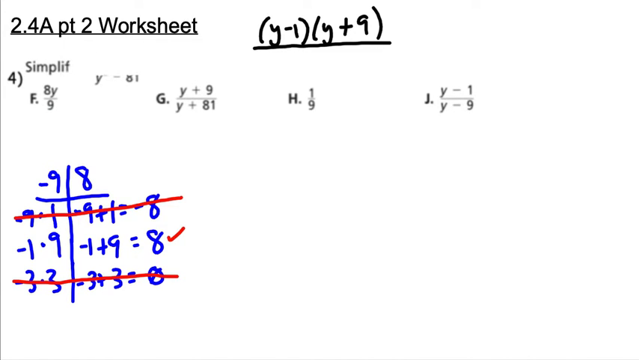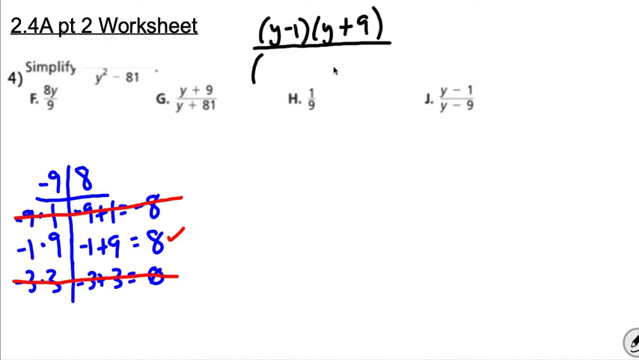Then I'm going to look at the denominator. Now, y squared minus 81. This is a difference of two squares. Okay, it's a difference, it's being subtracted. There are two terms and they're both perfect squares. So I don't need to make up a table for this. I can just jump right into my factoring.